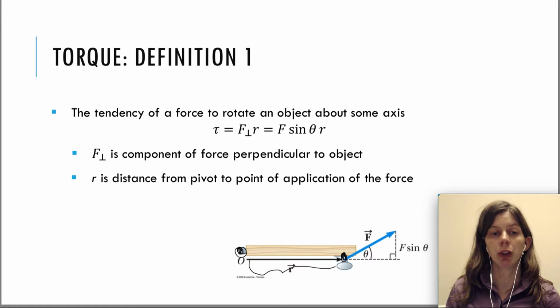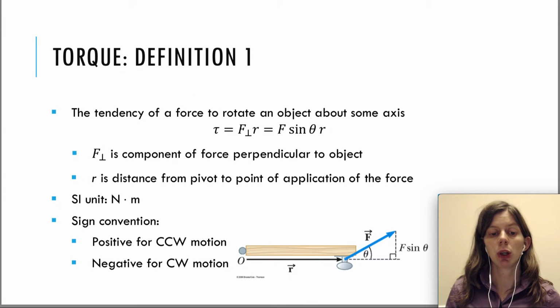So you multiply R times F perpendicular to get the torque. Now we do have the units for torque, which are Newton times meters because it's a force times a distance. And then the sign convention, just like for our velocity, if we're rotating counterclockwise, it's positive. For rotating clockwise, it's negative. So let me do one example using this definition.